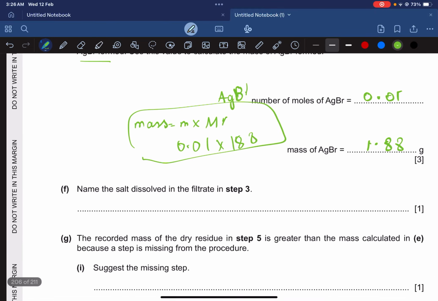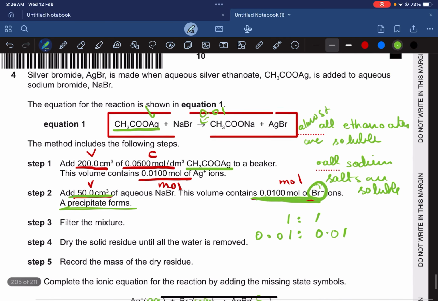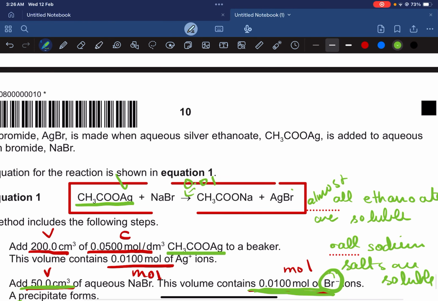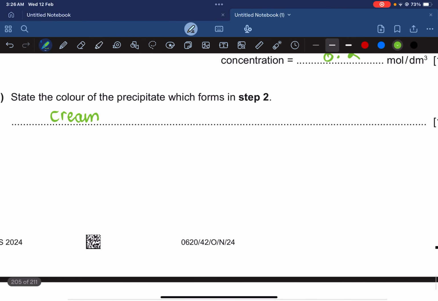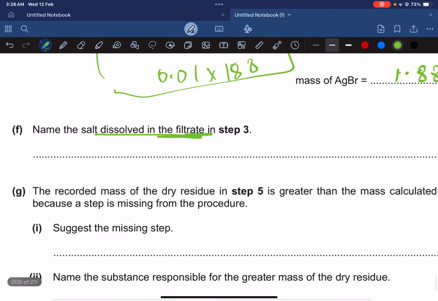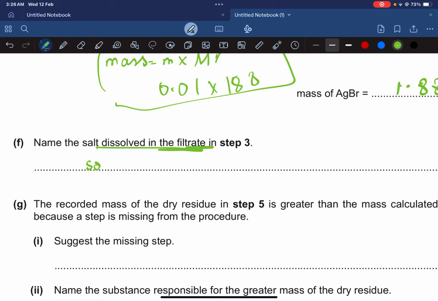Okay, name the salt dissolved in the filtrate in step 3. The salt that is dissolved in the filtrate. Okay, now we are forming two salts over here. AgBr is insoluble, and the other salt which is formed, sodium ethanoate, is soluble. So we have to write the name, we don't have to give the symbol. So it's gonna be sodium ethanoate.